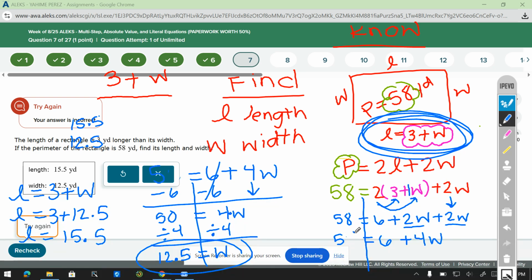So from here to over here, I changed that to a 6, but it's actually 58 minus 6, which is 52. And then when we divide by 4, that is 13. That's the width. The width is 13. And 13 plus 3 is 16. So the width is 13 and the length is 16. My bad there.